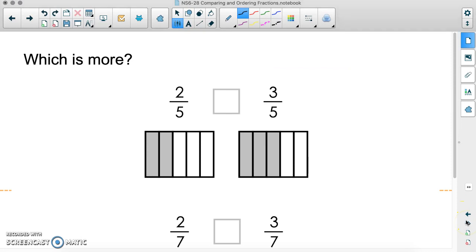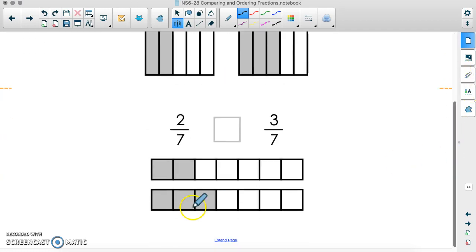So here we have a picture. Which is more? We have 2/5 or 3/5. Which one's more? Well, we have more shaded in on this side, and the numerator is larger, so 3/5 is larger than 2/5. If we look at this one, we have 2/7 or we have 3/7. Which one is larger? Well, we can tell based on the pictures given to us, there's more shaded in the 3/7. So we can say 2/7 is less than 3/7, or 3/7 is greater than 2/7.